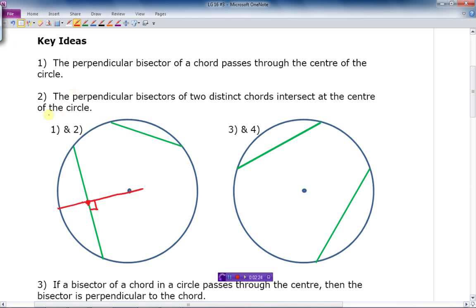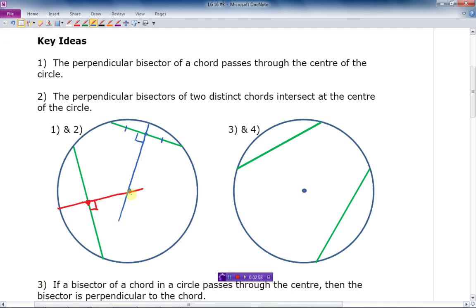The second point here is the perpendicular bisectors of two chords. So let's draw another one. Let's say the middle of this one over here. Let's change color and make it blue. So say that's the middle of the chord. And I'm going to draw a line that's 90 degrees to that chord, and it cuts it into two equal parts. Those two bisectors will cross right at the center of the circle, and they do.